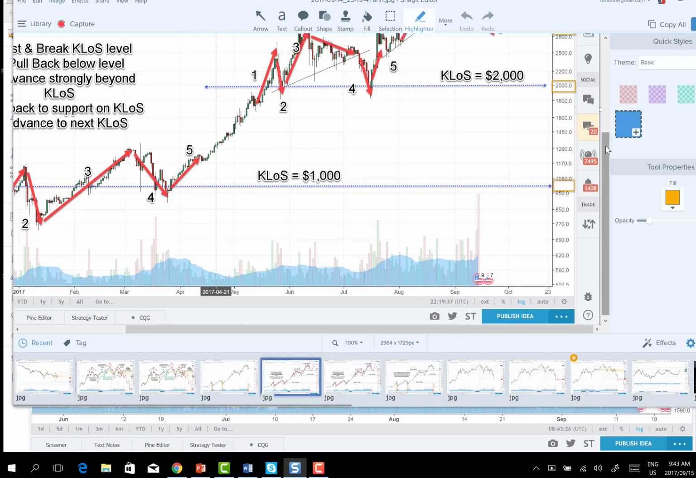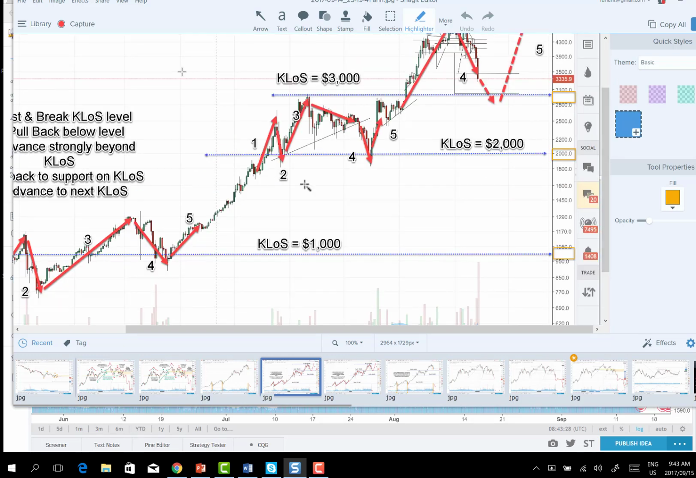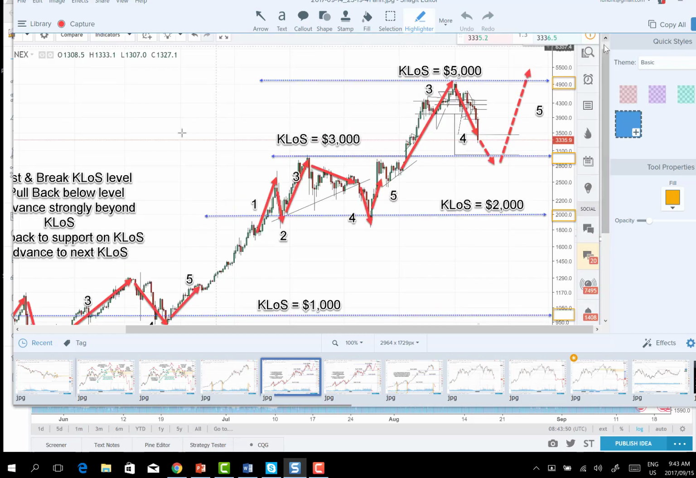This is on $2,000. Exactly the same. So here comes the move, break, pull back below it, advance strongly through it, come back and visit it on support, move to the next key level of significance. Now this is the 3000 level. You'll note this is a logarithmic scale, so the distance looks asymmetrical. It is accurate. It is a logarithmic scale, so that I could squeeze this history in for you.